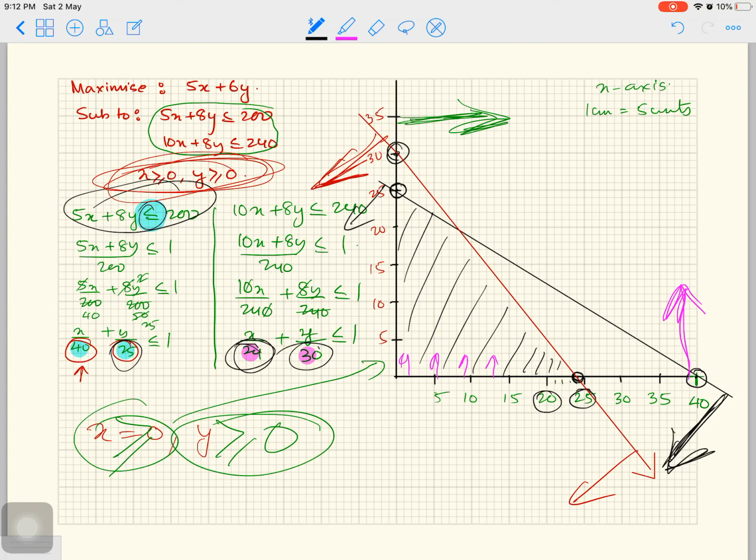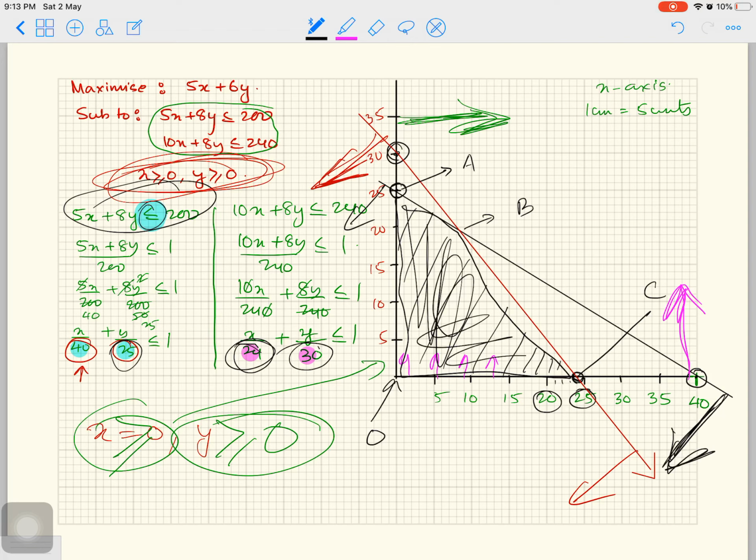Okay, so what are the corner points? Let's say this point is A, this point is B, and this point is C, and this point is already O. You know it. So the corner points of this, can you see this? This is the feasible region. The corner points of this region, there are 4 corner points. A, B, C, and O. These are the corner points of this feasible region. You just have to plot the corner points of the feasible region only.